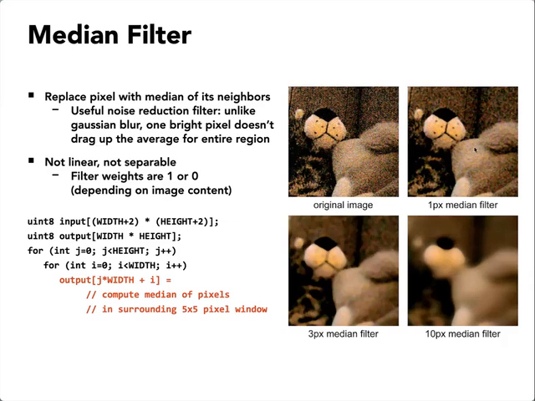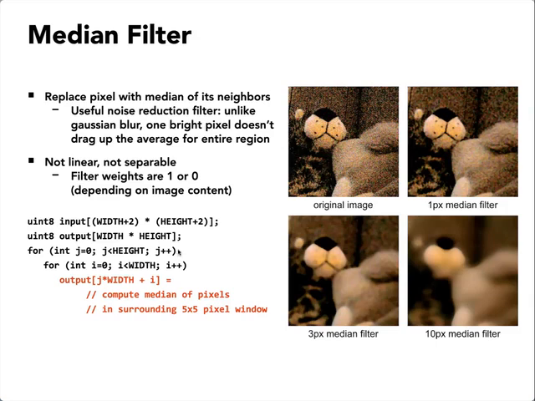Here's a 1 pixel median filter. Here's a 3 pixel median filter. Here's a 10 pixel median filter. You can tell it's performing something akin to, or visually akin to, a blurring operation. What is it doing? It's running a filter that has a certain size. And in this case, we're replacing the output image value with the median value inside the filter neighborhood at the corresponding location in the original image.